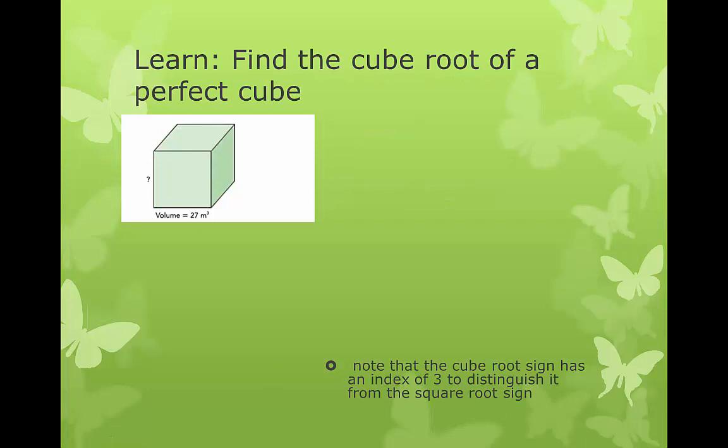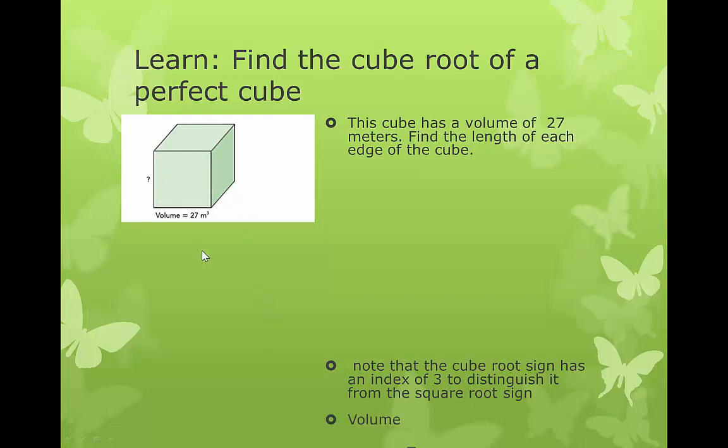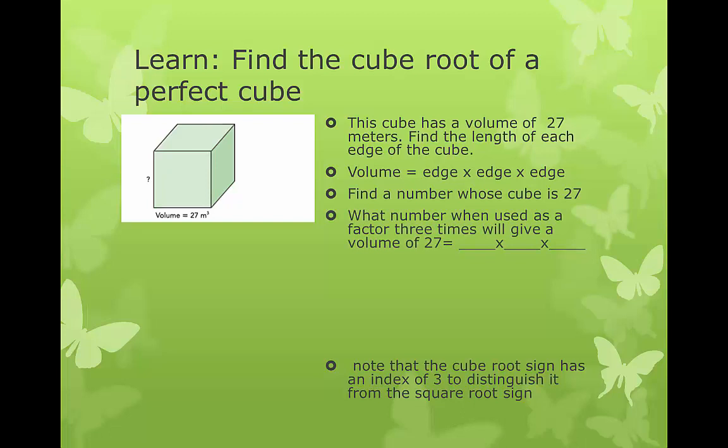Let's learn together. Find the cube root of a perfect cube. This cube has a volume of 27 cubic meters. Find the length of each edge of the cube. Remember, volume equals edge times edge times edge. Find a number whose cube is 27. What number, when used as a factor 3 times, will give a volume of 27? Blank times blank times blank, or A times A times A.